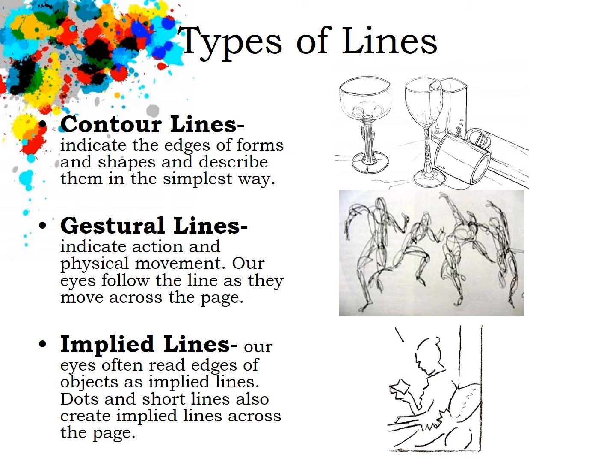A contour line is a line that indicates the edges and outlines of the shapes in the most simple way. So anytime you're doing a drawing, you are most likely doing a contour line drawing, just like these glasses here.